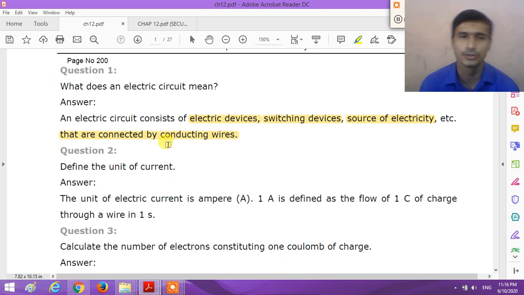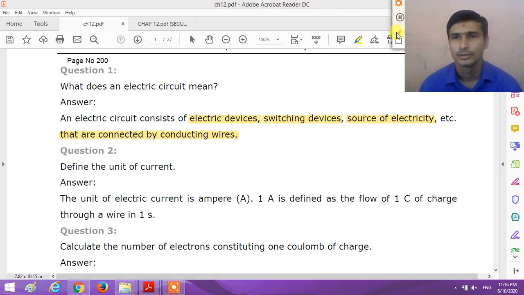Question number 2 is, define the unit of current. Dear students, you know what the unit of electric current is? Yes, the unit of electric current is the ampere. So how do we define the unit of electric current? By the formula of electric current, I is equal to Q divided by T. We know the formula of electric current: I is equal to Q divided by T.